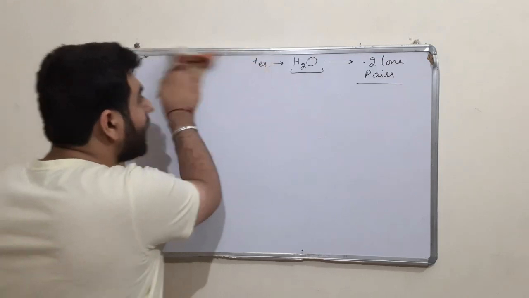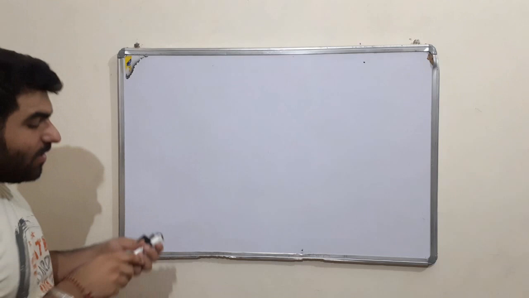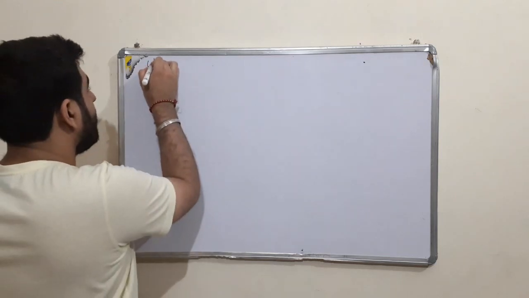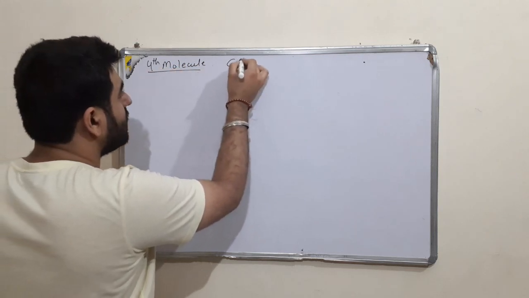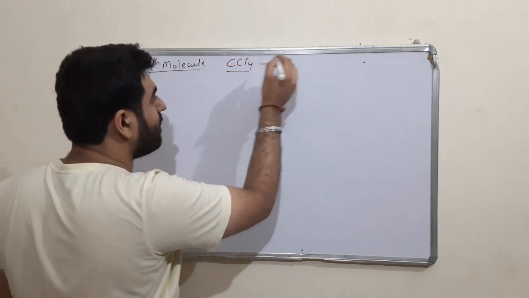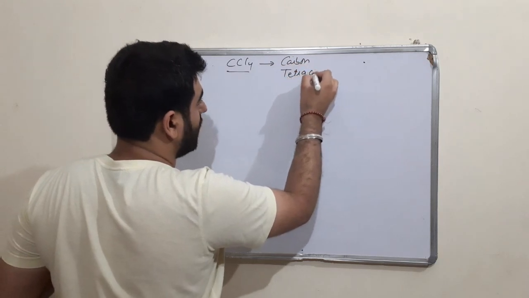Great. So we are now taking the 4th molecule for today, which is CCl4. This is carbon tetrachloride.